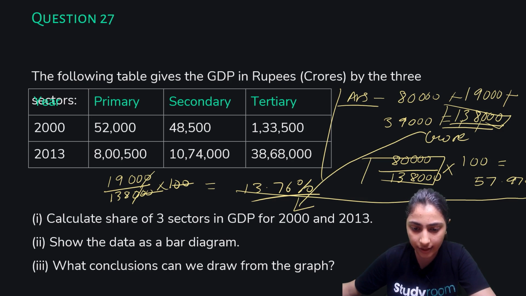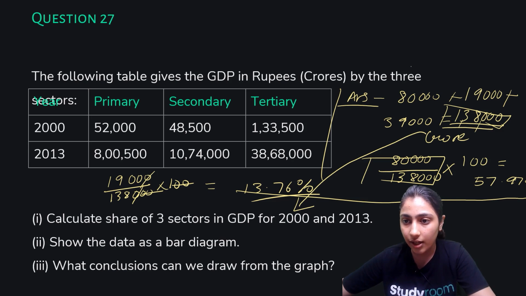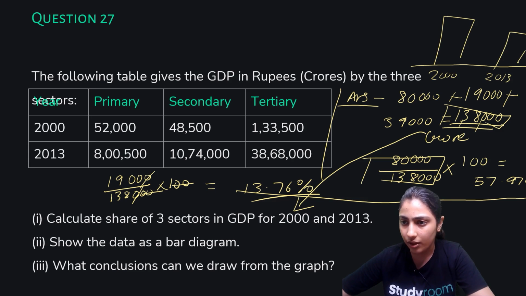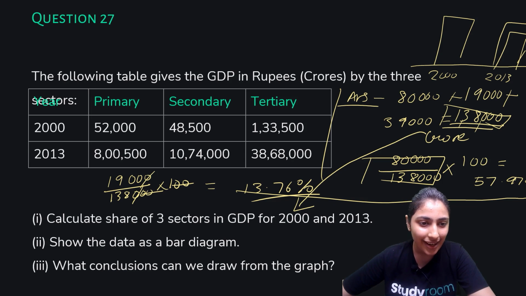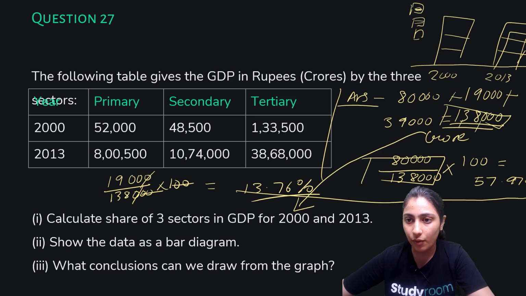Now the next thing they are telling us to do is show the data as a bar diagram. In order to present this data as a bar diagram, remember what we did in the two case studies. It was written that over here you can present 2000, over here you can take 2013, draw a bar graph and present it with the help of numbers like percentages, and mention the scales: this is for primary, line 1 is for secondary, dot 1 will be for your tertiary.